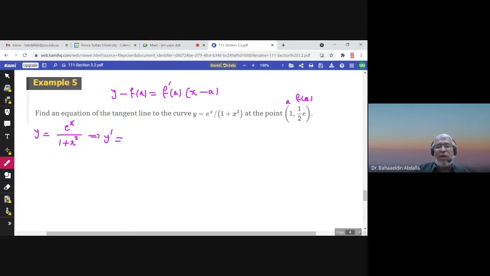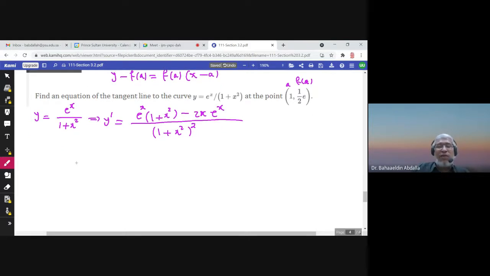So let us find y prime. And to find y prime, I need to use the quotient rule. The quotient rule, immediately I write 1 plus x squared to the power 2. And now, the derivative of the numerator, which is e to the power x, times 1 plus x squared, the denominator, minus the derivative of the denominator, which is 2x, times the numerator, which is e^x.